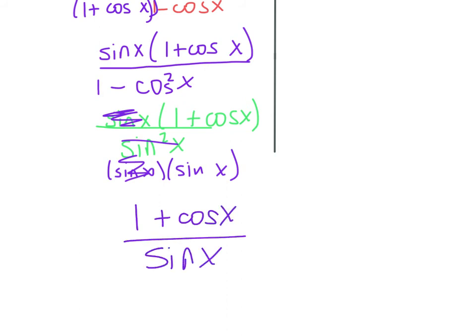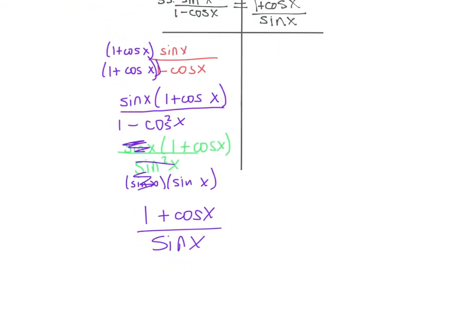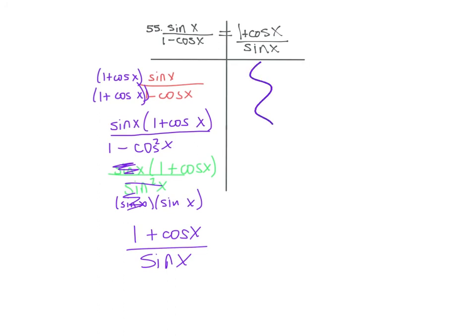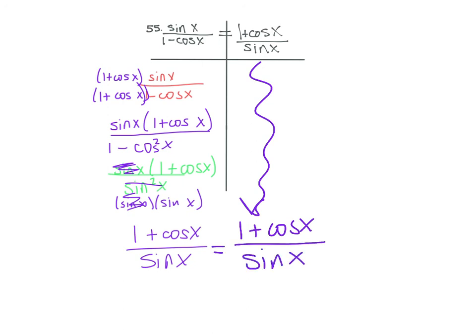And you guys are like, wow, can I do anything else here? Not really. Look at your identity sheet. There's not really anything else you can do. But if you look back up at the beginning, that is exactly what you were trying to get to. 1 plus cosine x over sine x.